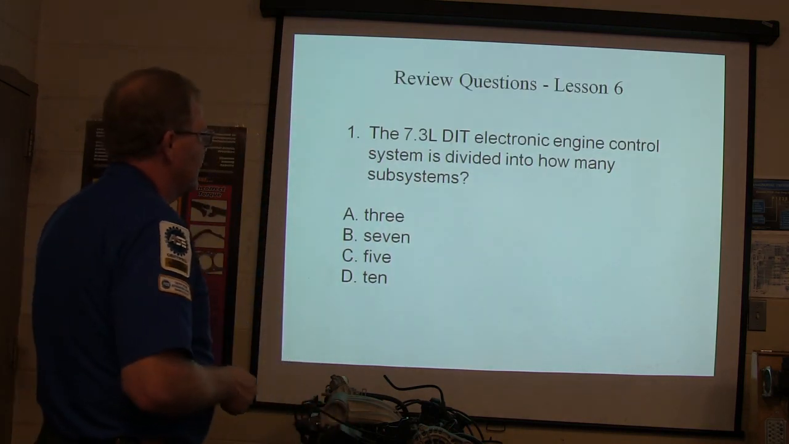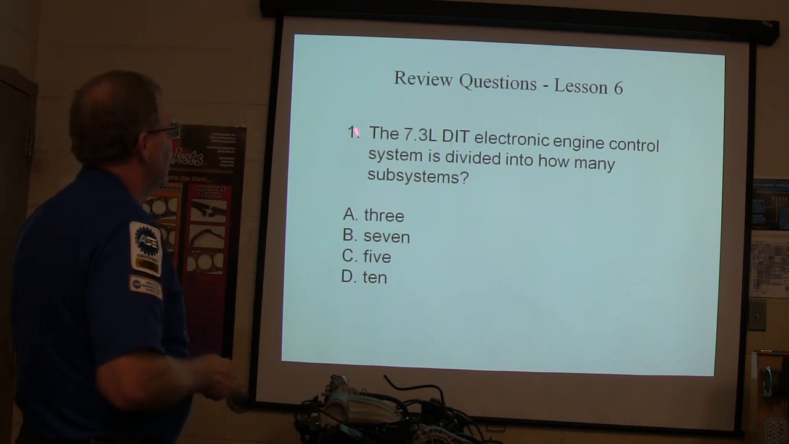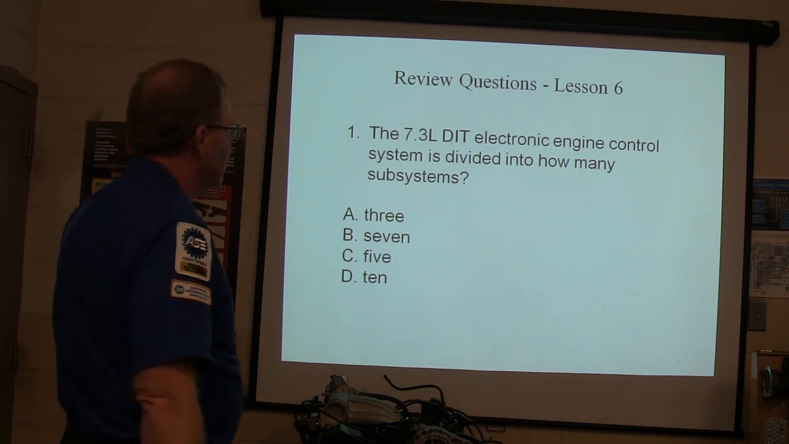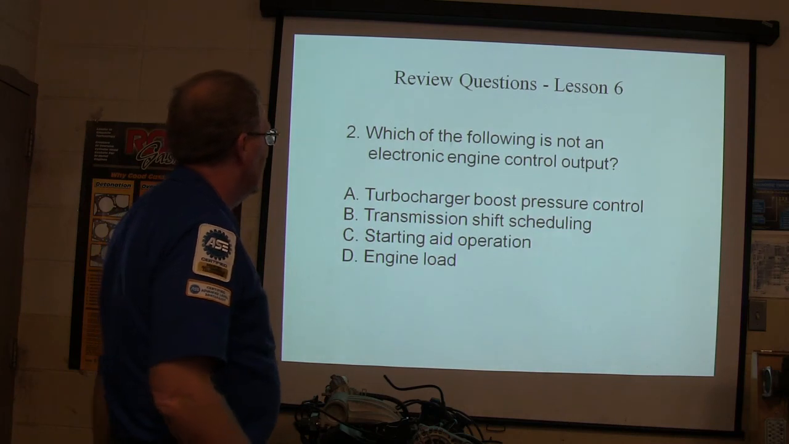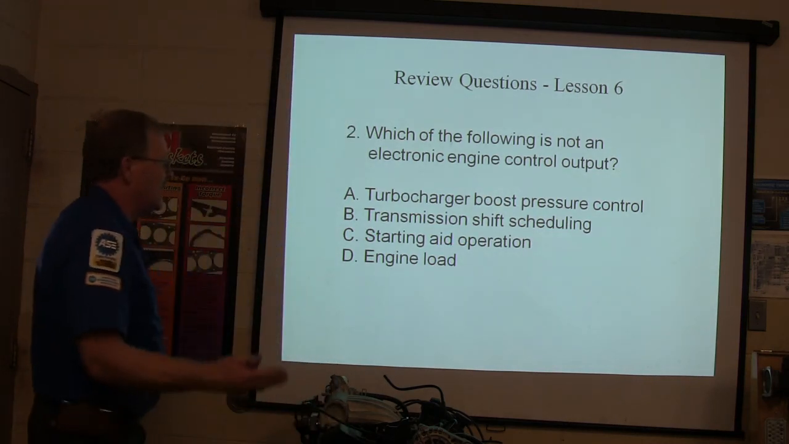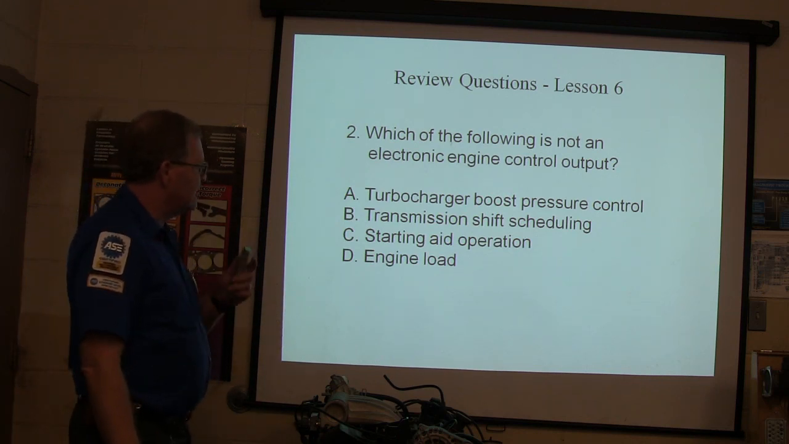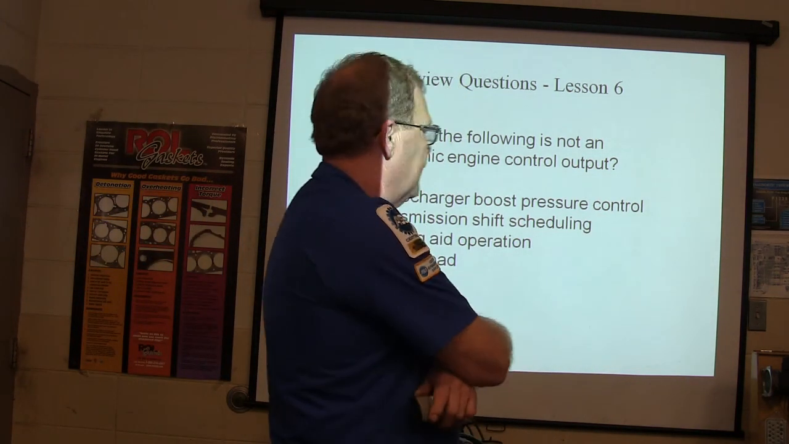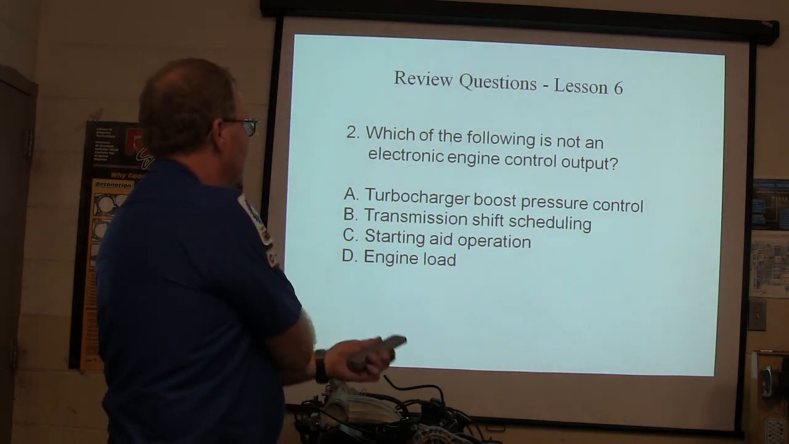Now, here's your review question. Get your piece of paper that you've already numbered. Start with 1. The 7.3 DIT electronic engine control system is divided into how many subsystems? 7 subsystems. Which of the following is not an electronic engine control output? A, turbocharger boost pressure. B, transmission shift schedule. C, starting aid operation. Or D, engine load. Engine load can't be an output, can it? I mean, this is basically an input.